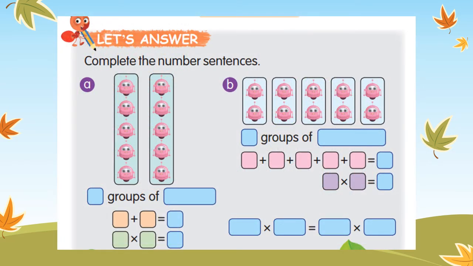Okay, now let's answer. Complete the number sentences. Look at question A first. Tengok A dulu, ya. Okay, A. What groups of what? How many groups? Yes, we have 2 groups. So, we write 2 groups of... Okay, one group consists of how many objects? Satu kumpulan berapa objek? 1, 2, 3, 4, 5. So, we have 2 groups of 5.